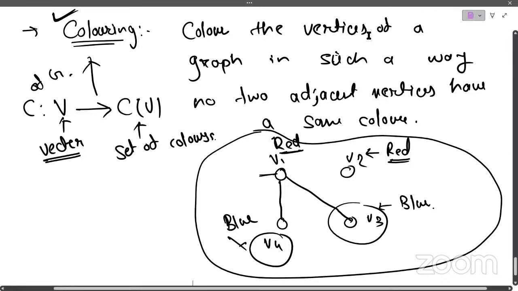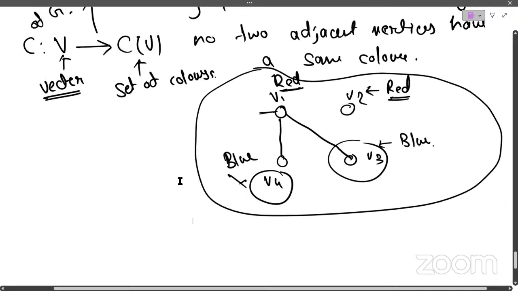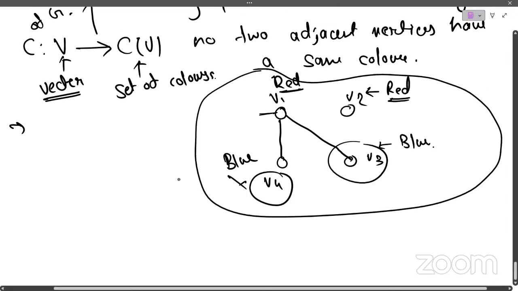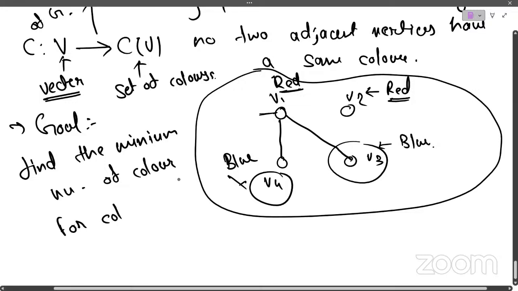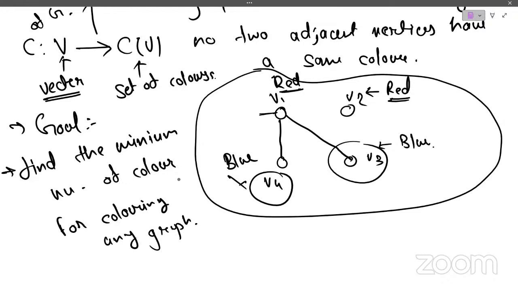Yes, ma'am. So our goal is to find, what do we mean by coloring? What is our goal? Our goal is to find the minimum number of colors for coloring any graph. That's our main problem: find the minimum number of colors so that we can color our whole graph using that minimum number of colors.